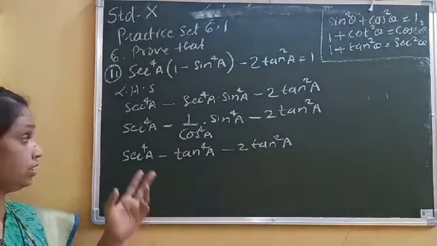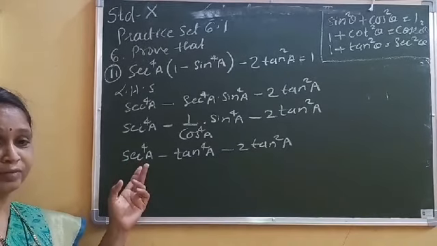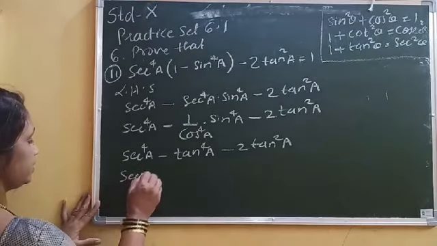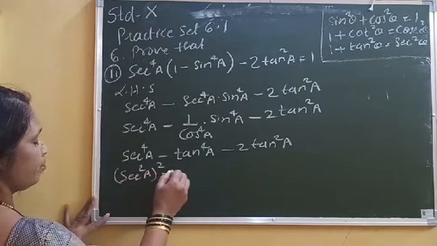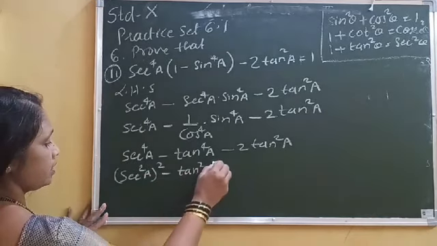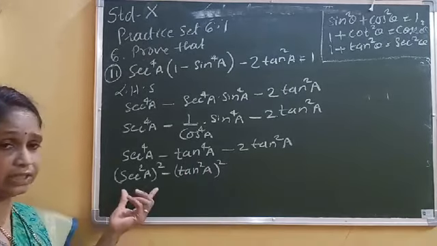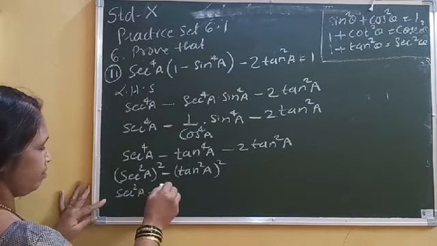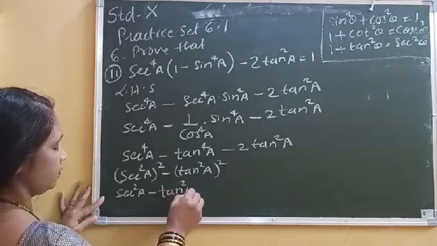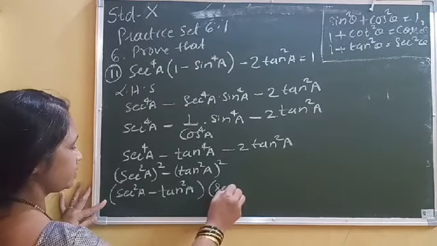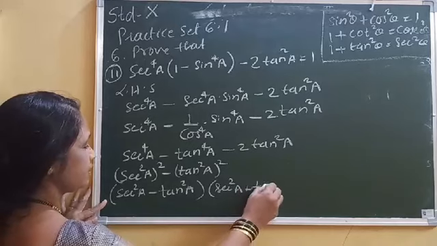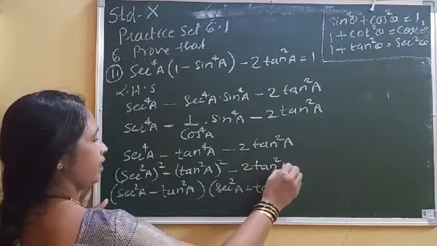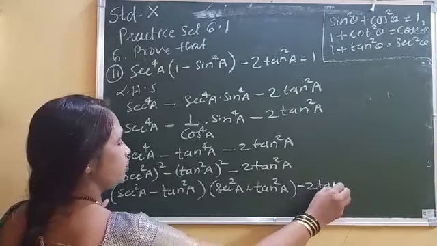Now see here, this also we can write in terms of a square minus b square, which is a plus b into a minus b. So how can we write it? Sec square a raised to 2 minus tan square a raised to 2 means it is a square minus b square. So right now here, sec square a minus tan square a and sec square a plus tan square a, minus 2 tan square a.